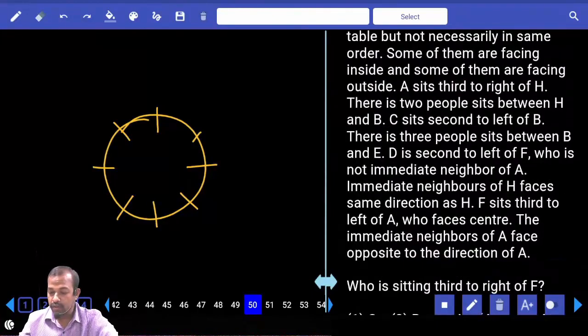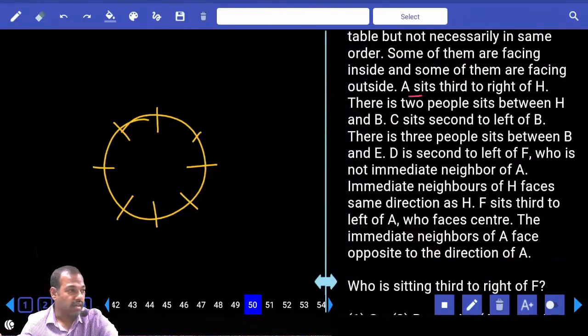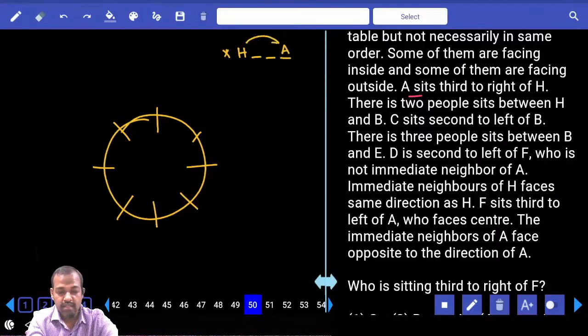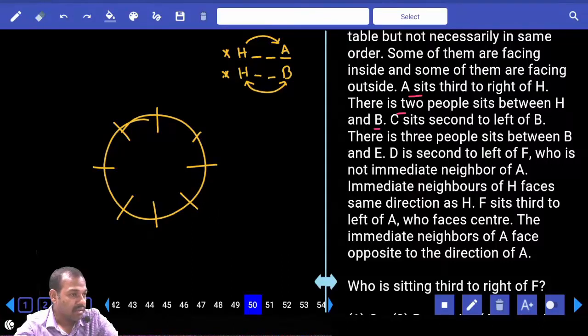Next point. A sits third to the right of H, isn't it? A sits third right of H means, now tell me, do you know the directions of A and H here? No. A sits third right of H. Next point, there are two people sitting between H and B. How many people are sitting between H and B? Two people. In this case, you will get two possibilities here. H can be before B or B can be before H, isn't it? Next one, C sits second to the left of B.